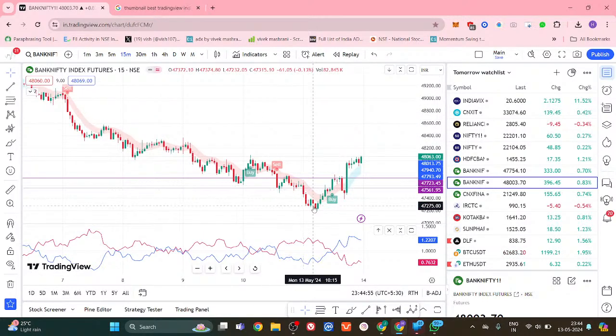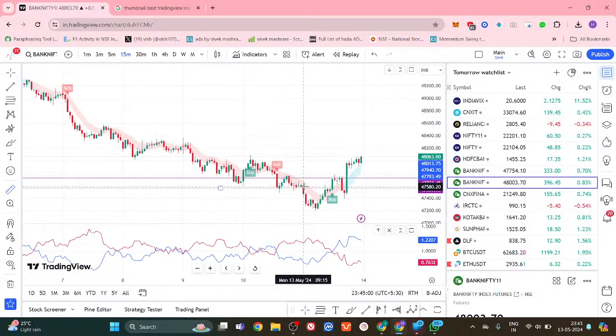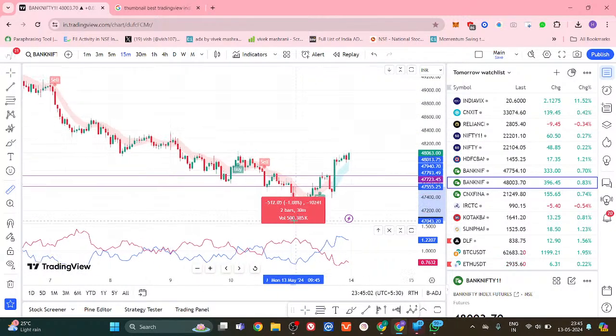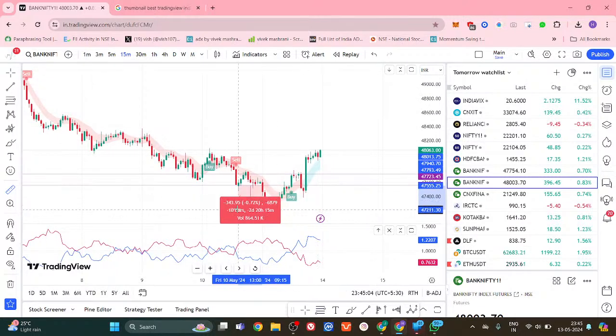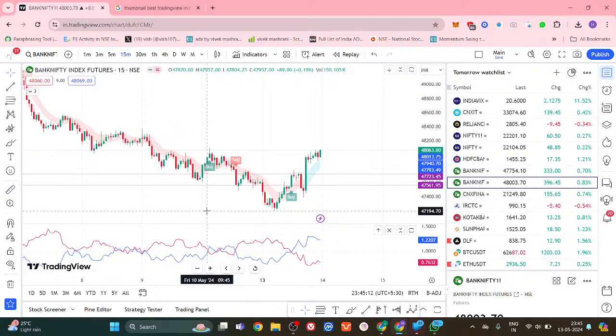and see the points gained here. Almost about 360 points gain. Isn't it good? I feel definitely this is good. Please, I feel you should test it. Don't do actual trading.